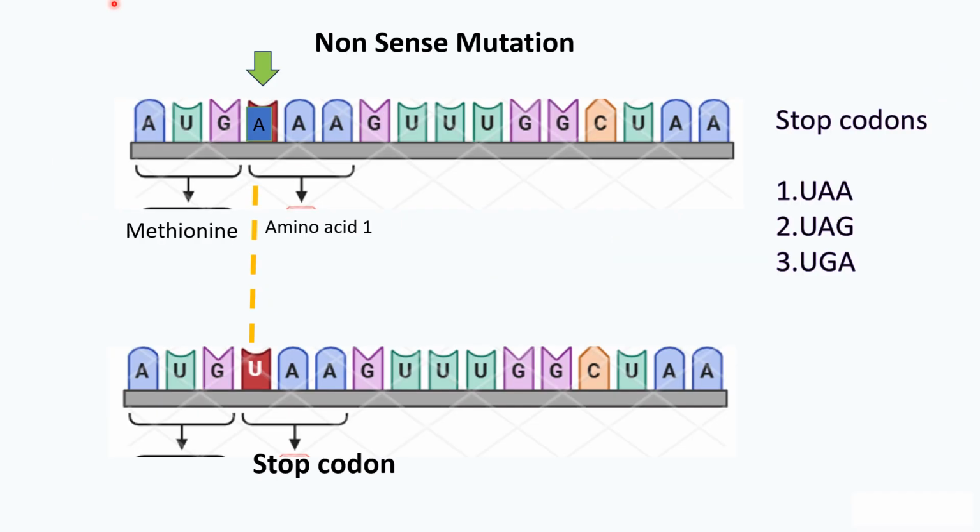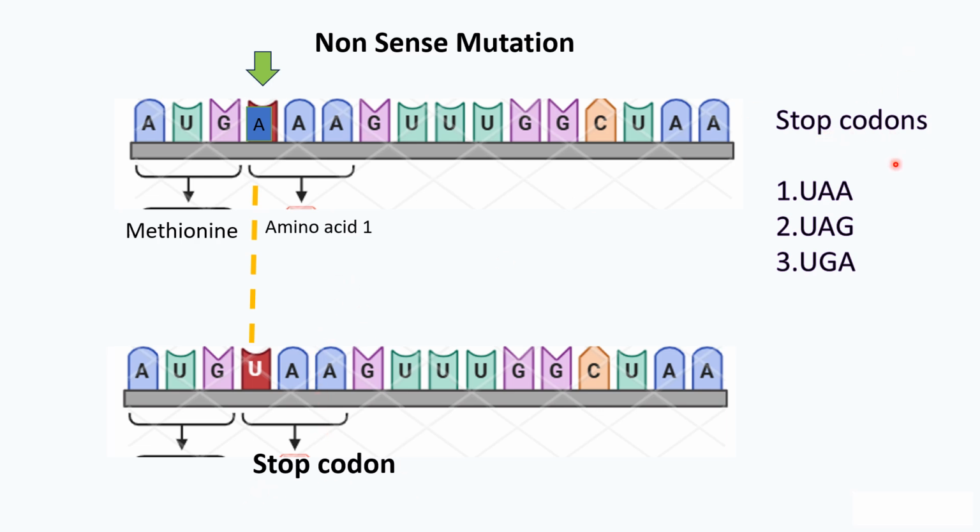Let's see its mechanism. AUG is the codon which is the starting codon. This you should know by heart. AUG stands for methionine. So in this nonsense mutation, AUG codes for methionine and AAA is the second codon which codes for amino acid 1. But when this A gets changed to U, UAA is a stop codon. So instead of the amino acid sequence being formed and the protein being formed, the protein gets prematurely stopped because of the stop codon which is generated.